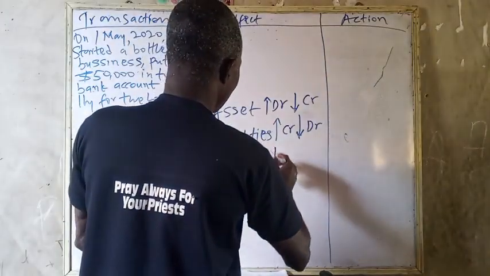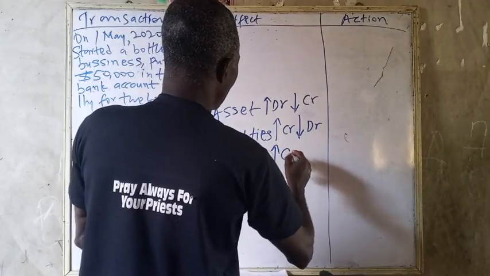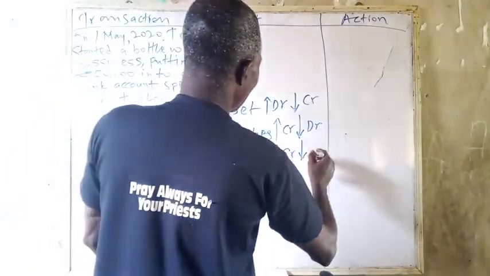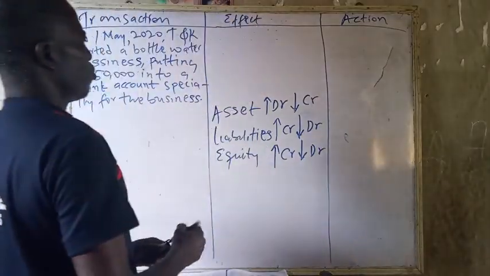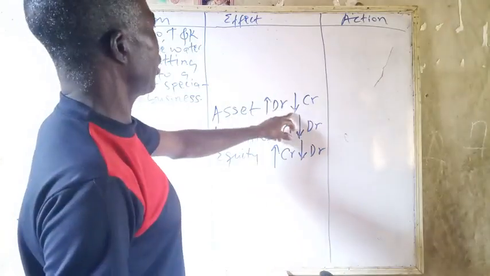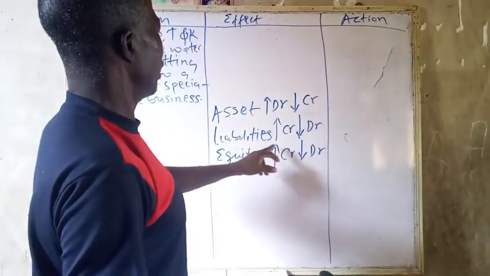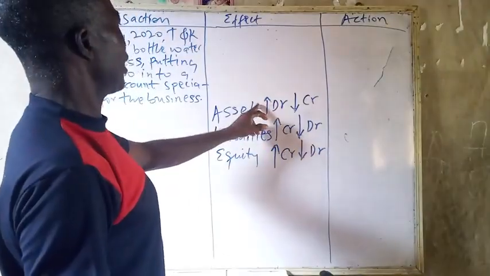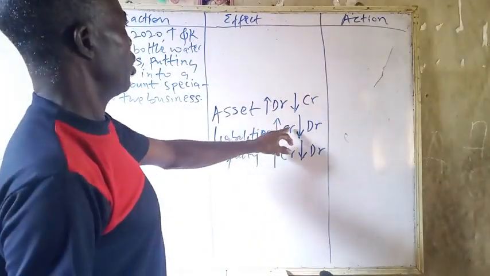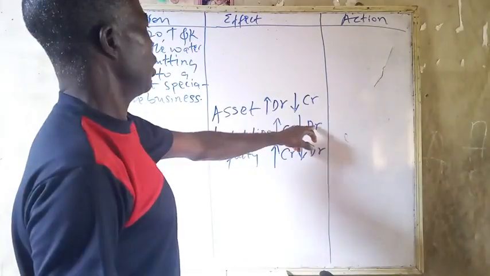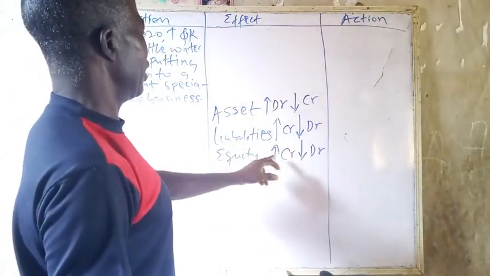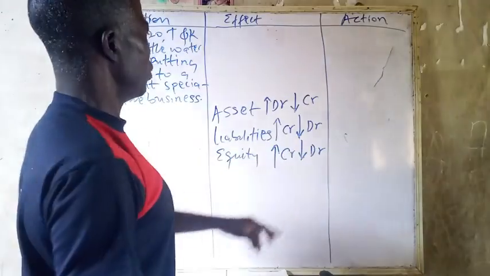When equity increases, the action to take is to credit. When equity decreases, the action to take is to debit. The arrows here represent increase, decrease, increase, decrease, increase, decrease. Asset increase, you debit. Asset decrease, you credit. Liability increase, you credit. Liability decrease, you debit. Equity or capital increase, you credit. Equity or capital decrease, you debit.